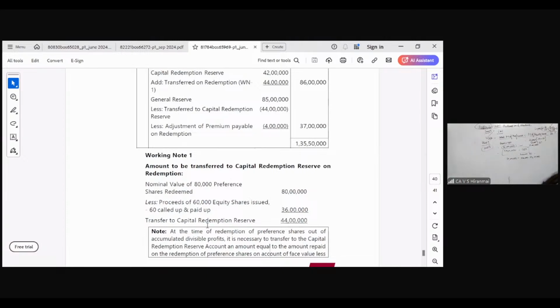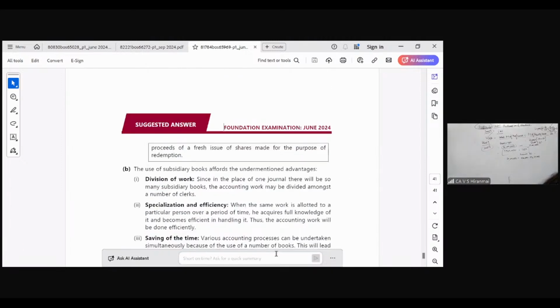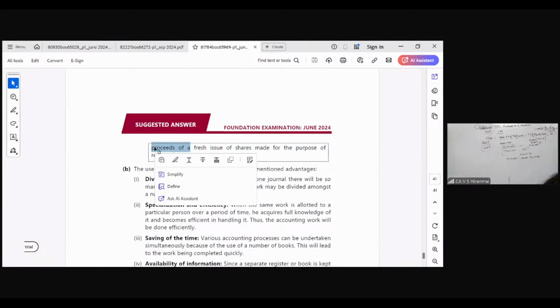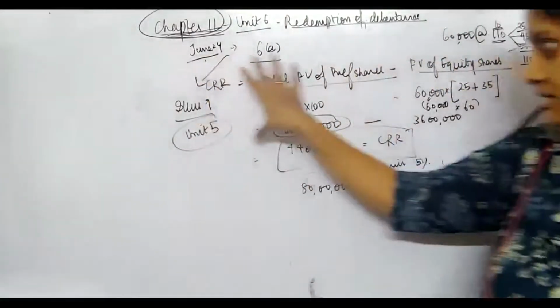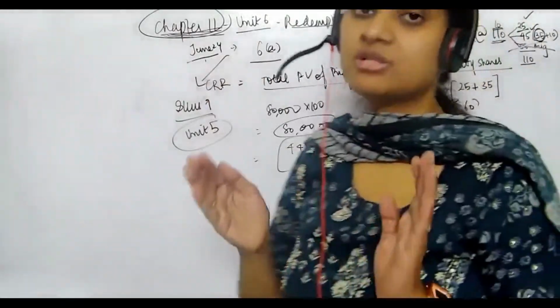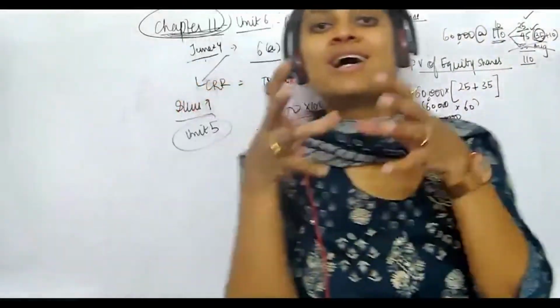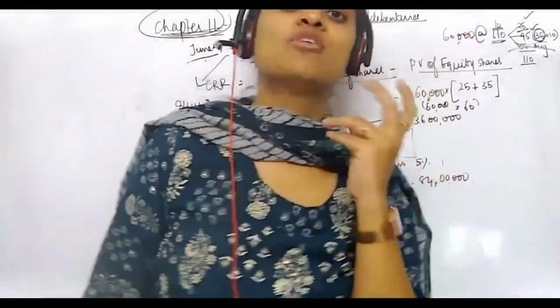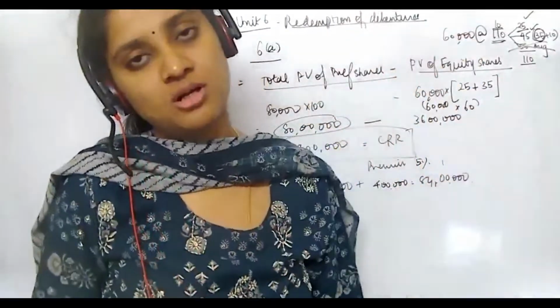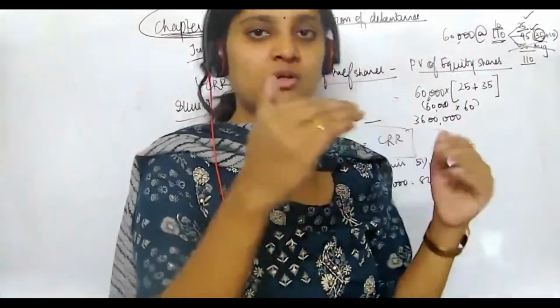Okay. What is the note? At the time of redemption of preference shares out of accumulated divisible profits, it is necessary to transfer to the CRR an amount equal to the amount repaid on the preference shares of the face value less the proceeds of the shares. So they are just giving you one particular note stating this. We are supposed to create CRR equal to the face value of the preference shares redeemed minus the face value of new equity shares issued. That is given as a note. When you do the working note, you can show that.